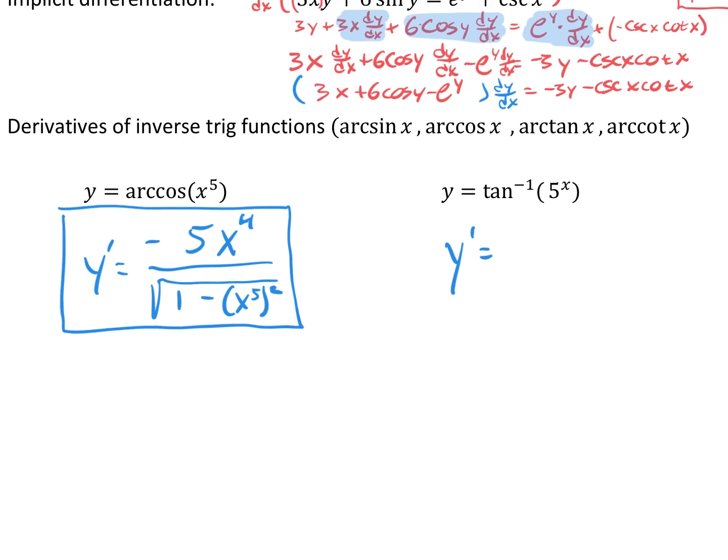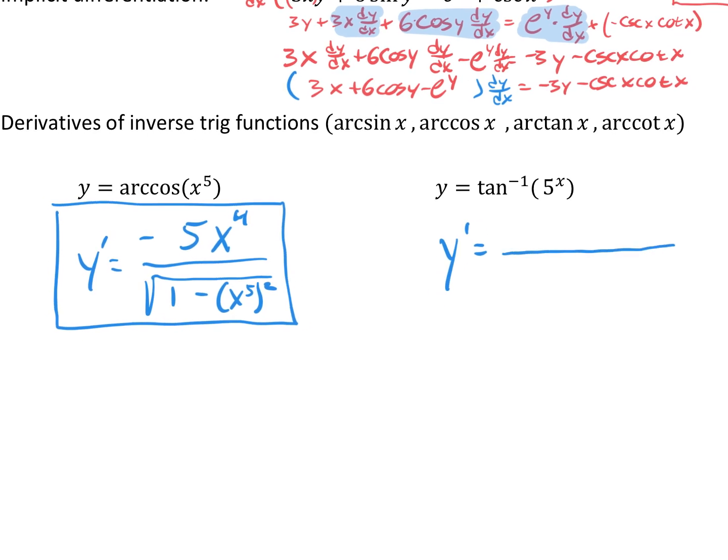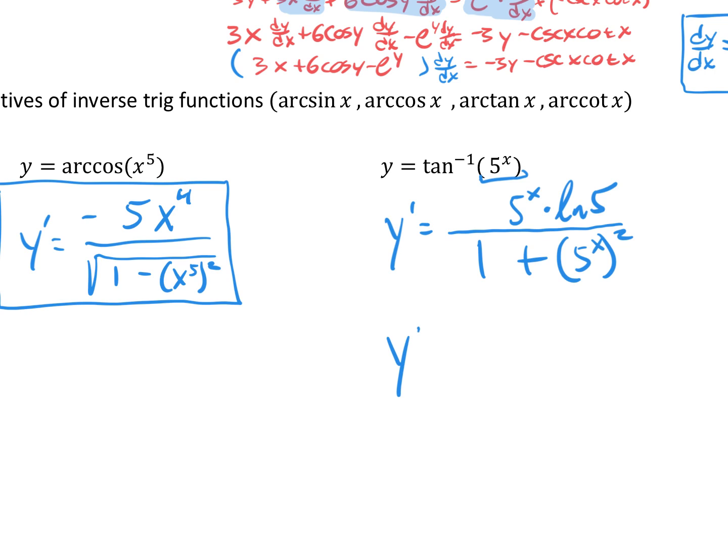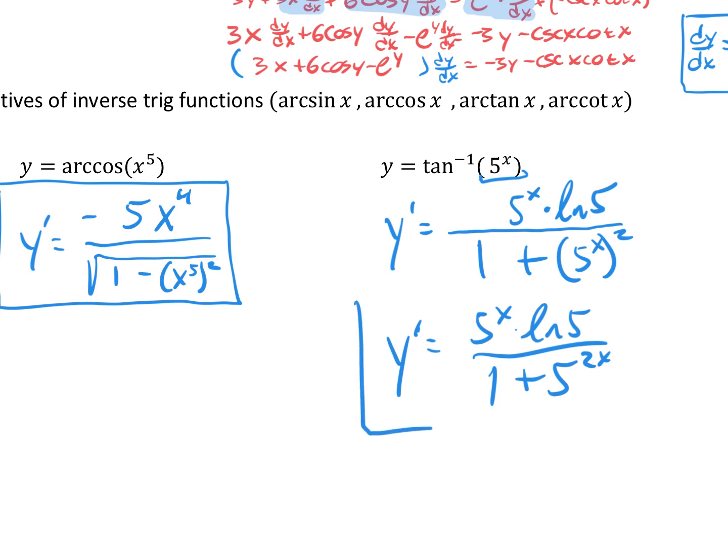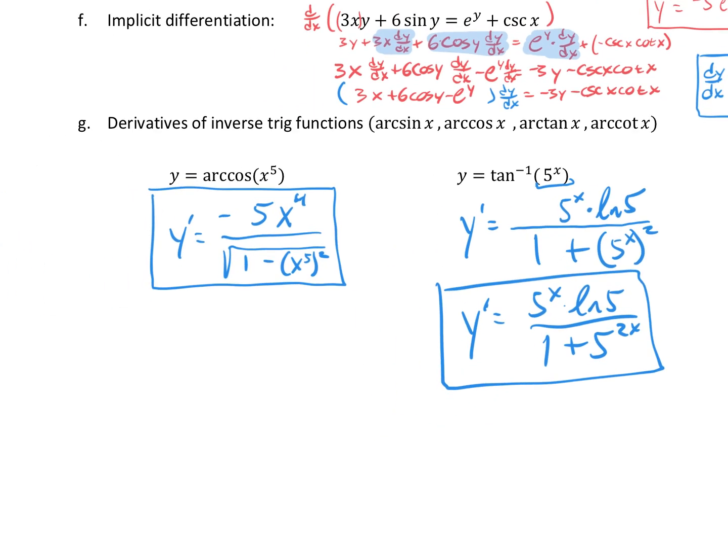And y prime here, inverse tangent. Well, the derivative of inverse tangent of x is 1 over 1 plus x squared. So this is going to be u prime. Well, what's the derivative of this? The derivative of 5 to the x is 5 to the x times the natural log of 5. There's that conversion factor. All over 1 plus u squared. So 5 to the x squared. And maybe a little cleanup. This is 5 to the x, natural log of 5, all over 1 plus 5 to the 2x. That'd be a little cleaner. Okay, that's the idea.